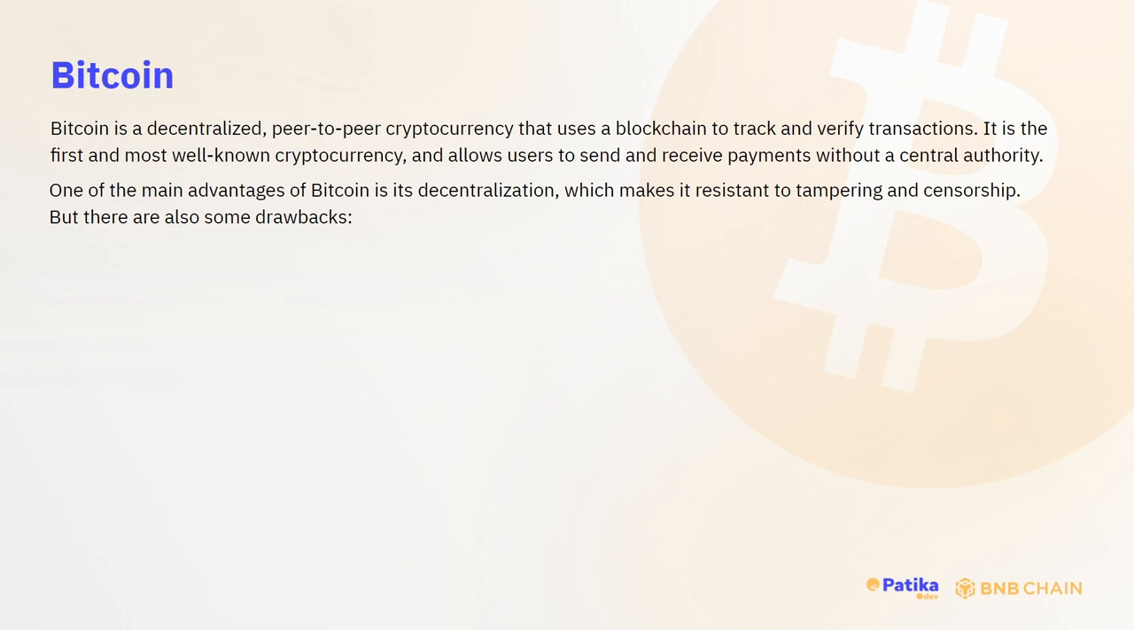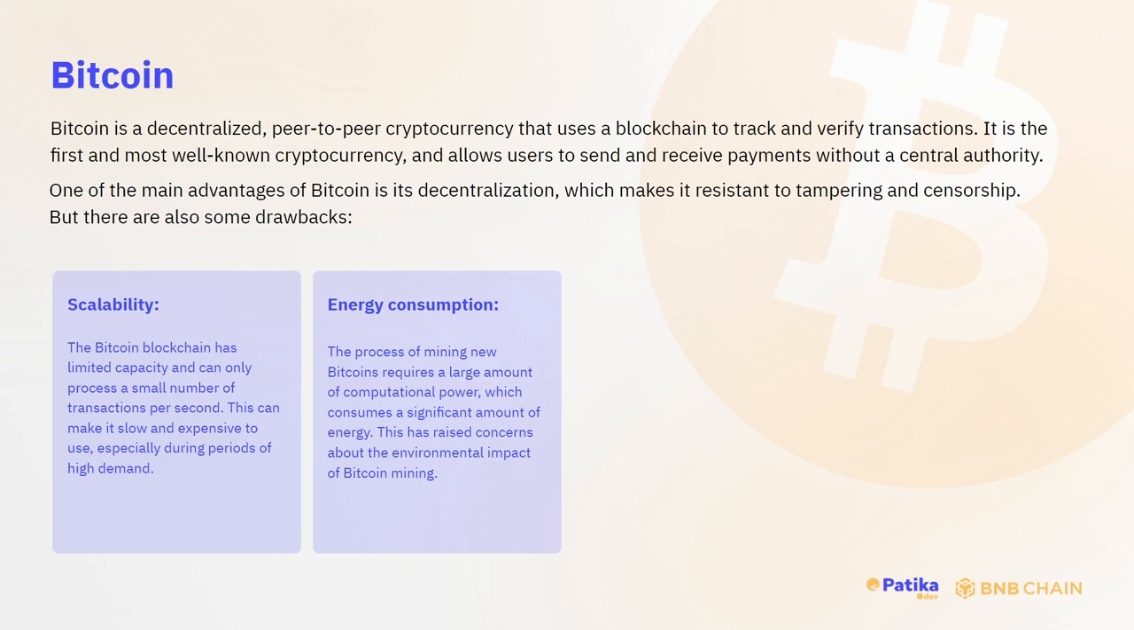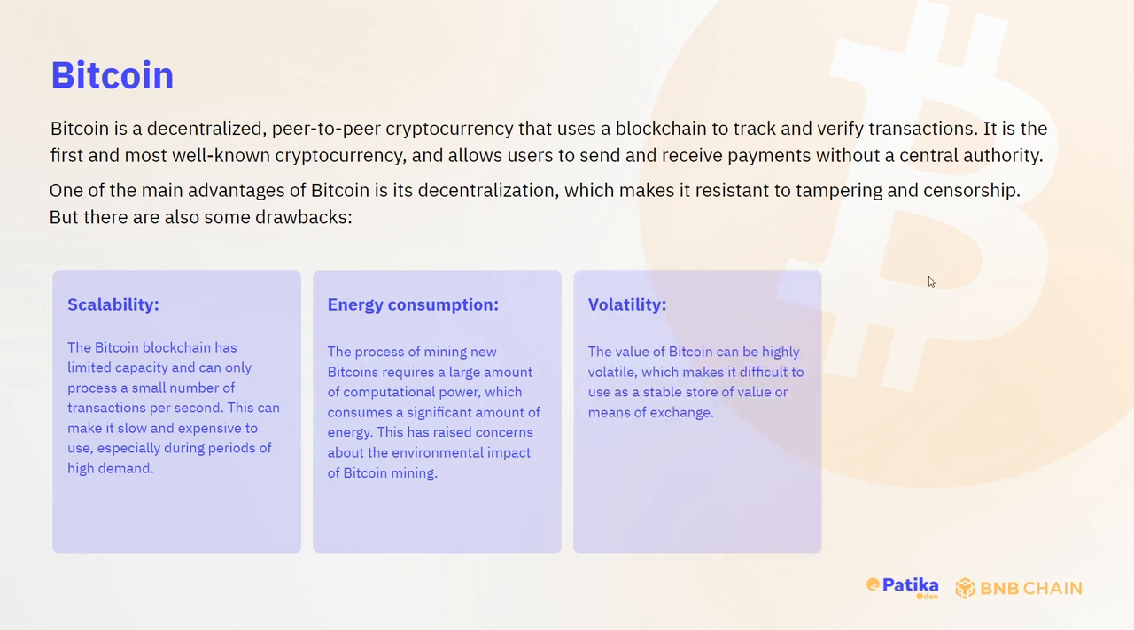But there are also some drawbacks. Scalability. The Bitcoin blockchain has limited capacity and can only process a small number of transactions per second. This can make it slow and expensive to use, especially during periods of high demand. Energy consumption. The process of mining new Bitcoin requires a large amount of computational power, which consumes a significant amount of energy. This has raised concerns about the environmental impact of Bitcoin mining. Volatility. The value of Bitcoin can be highly volatile, which makes it difficult to use as a stable store of value or means of exchange.